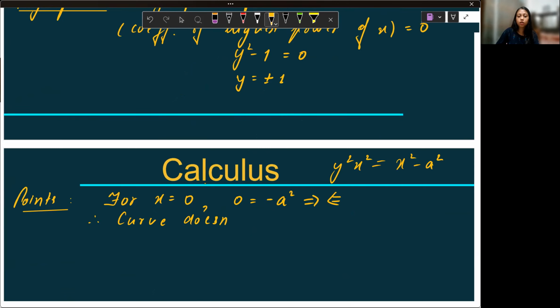Therefore, the curve does not intersect the y-axis.